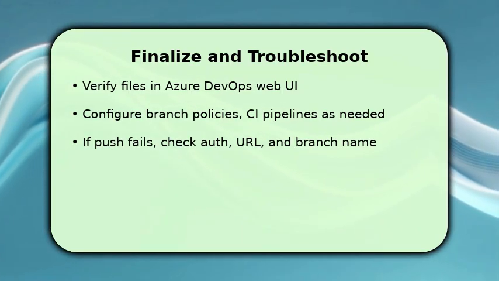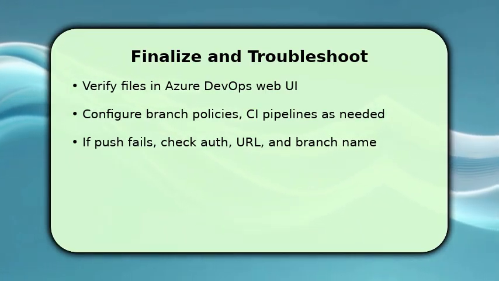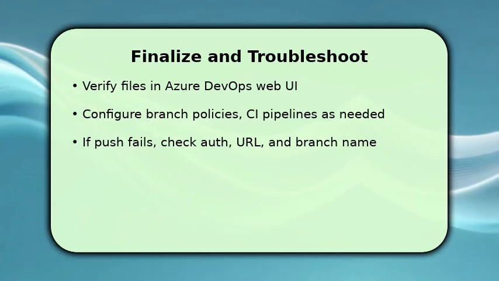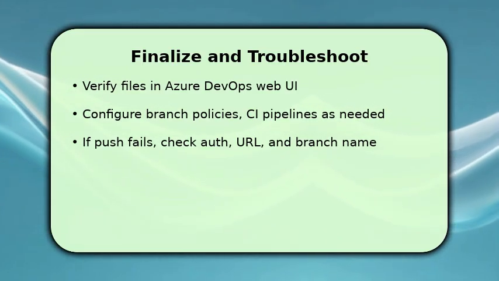If the push fails, check authentication first: credentials, PAT, or SSH keys. Next, confirm the remote URL and branch name, then resolve merge conflicts locally and push again.